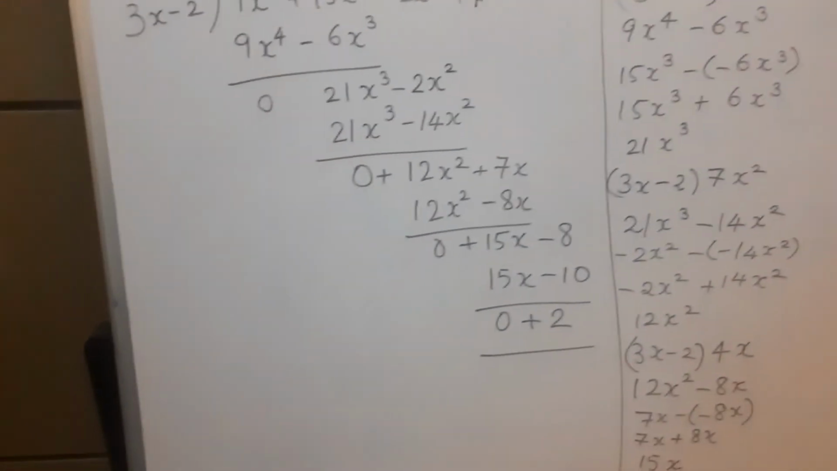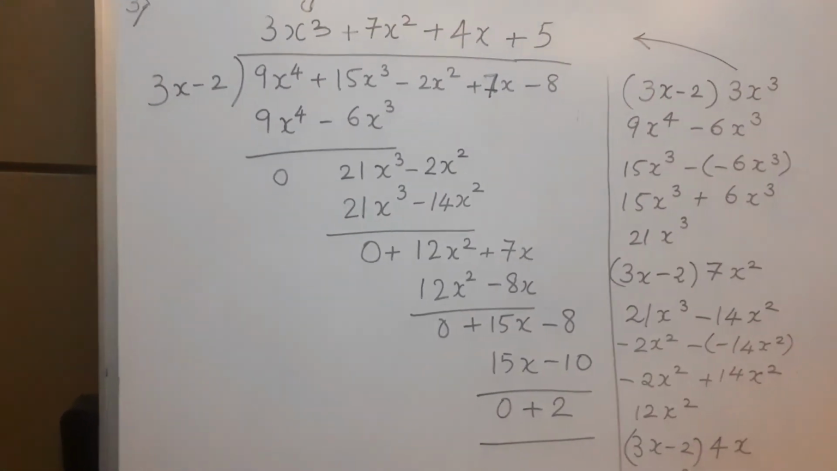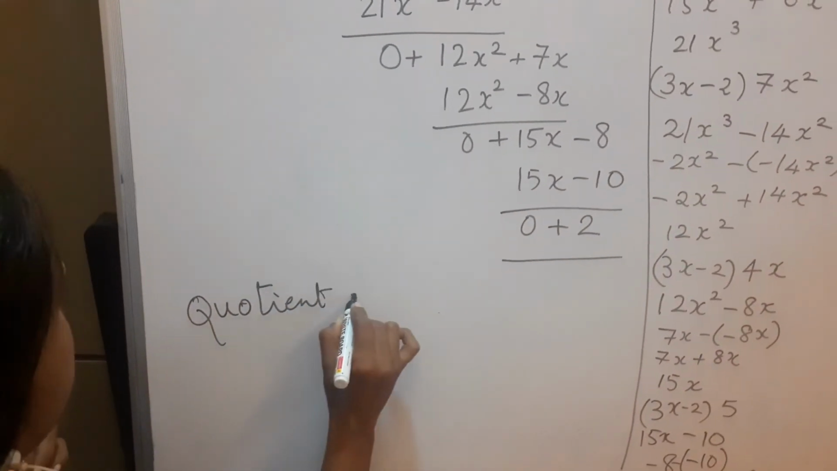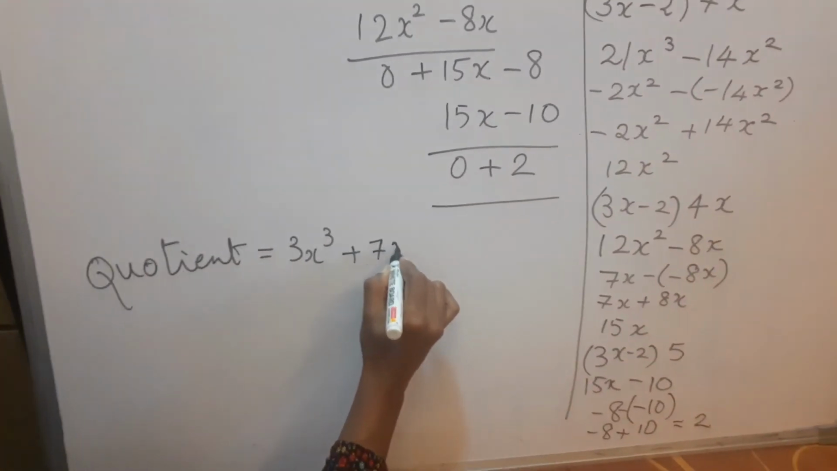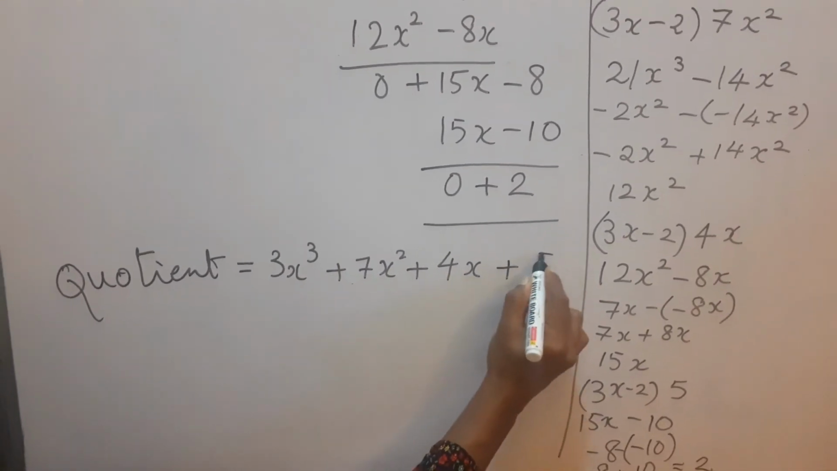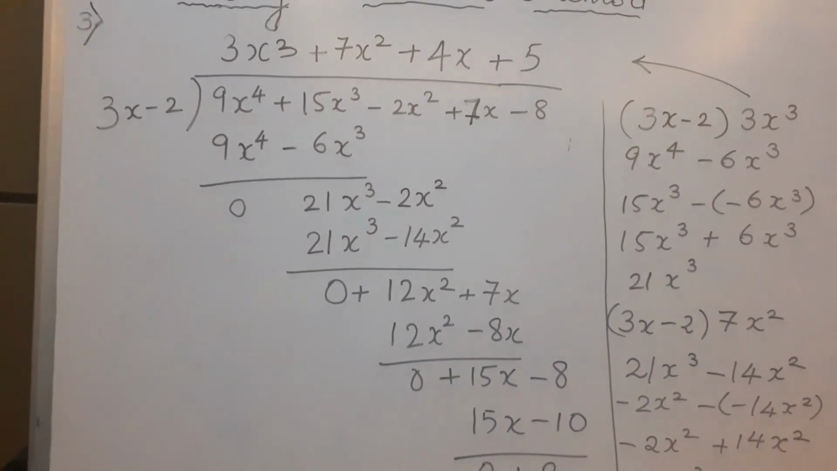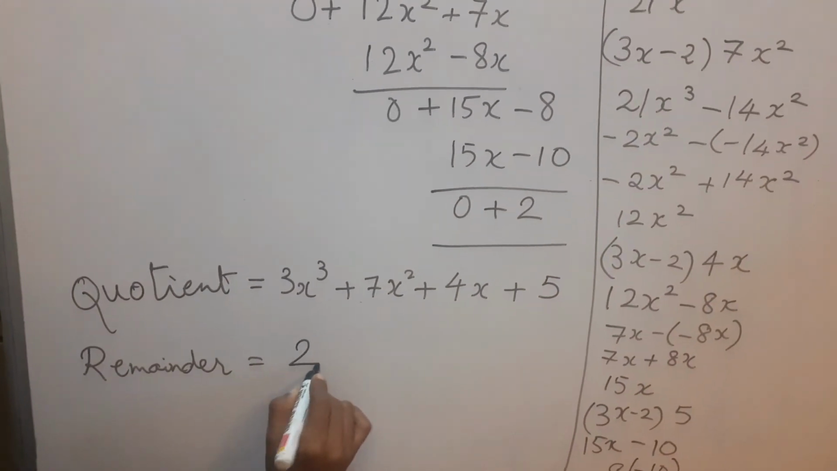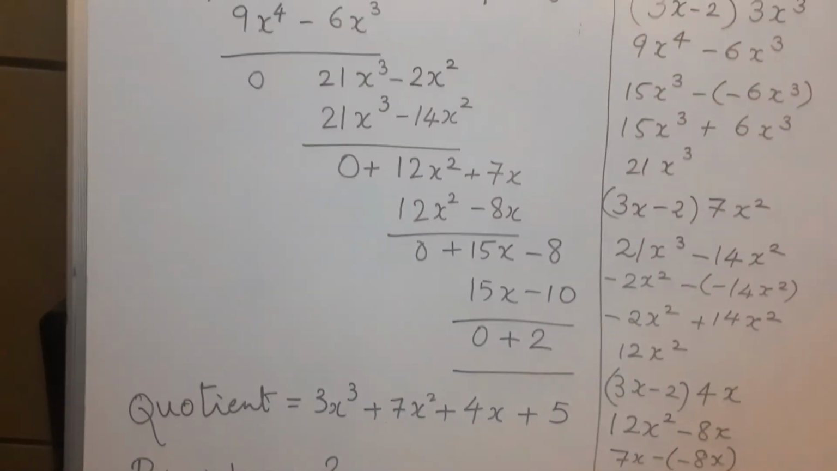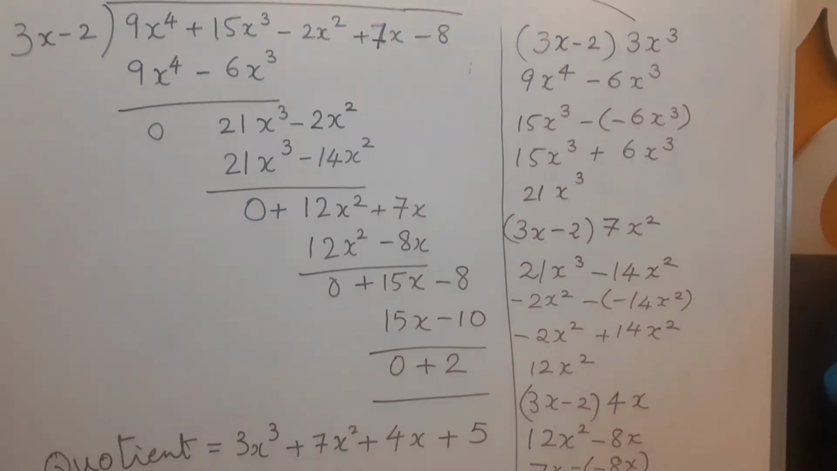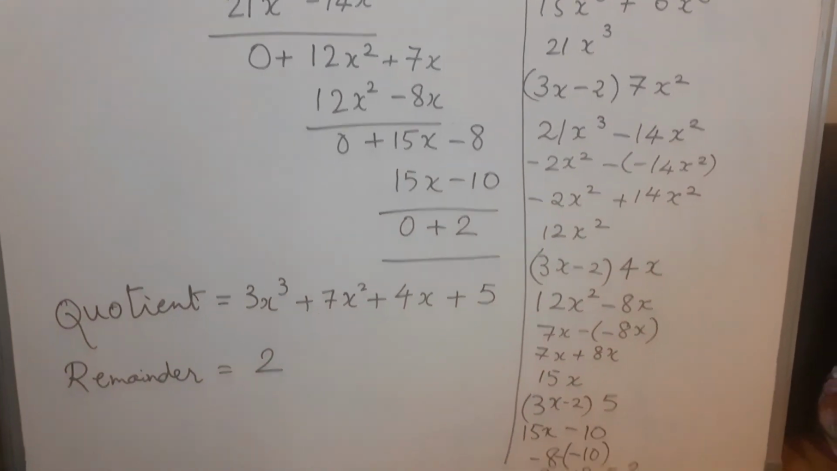So this is your answer. And now how are you going to write the answer? Your quotient is equal to 3x cube plus 7x square plus 4x plus 5, and your remainder is equal to 2. Simple. So once you do it in a systematic ordered sequence, you will never miss any step and you will not commit any mistake, and you can get the answer very soon.